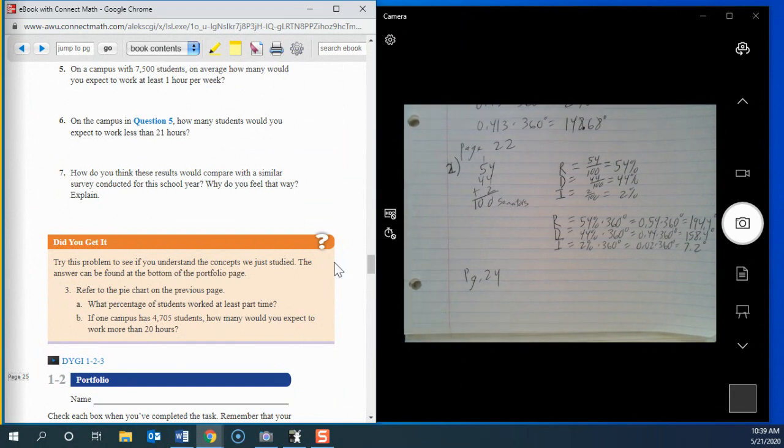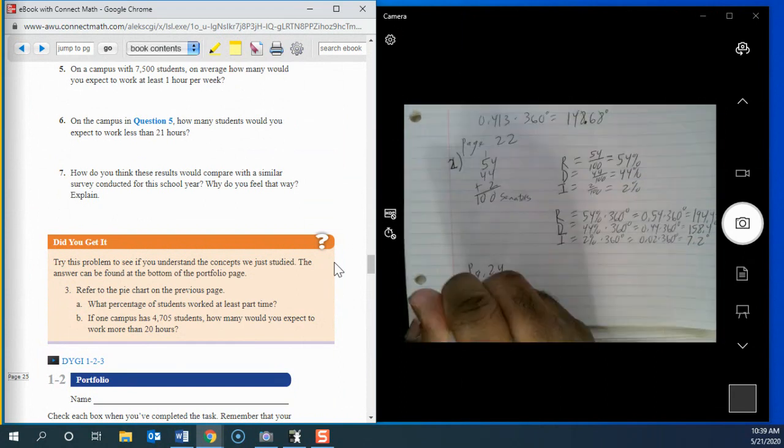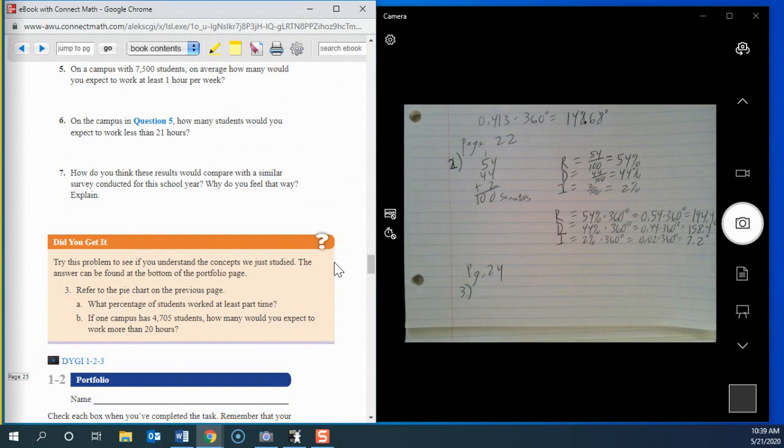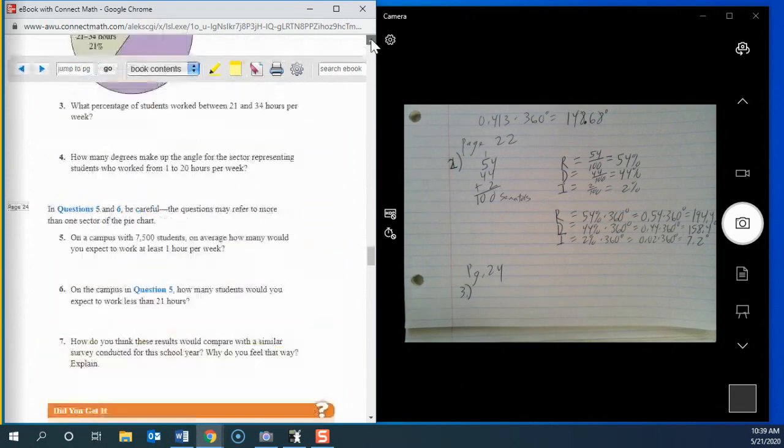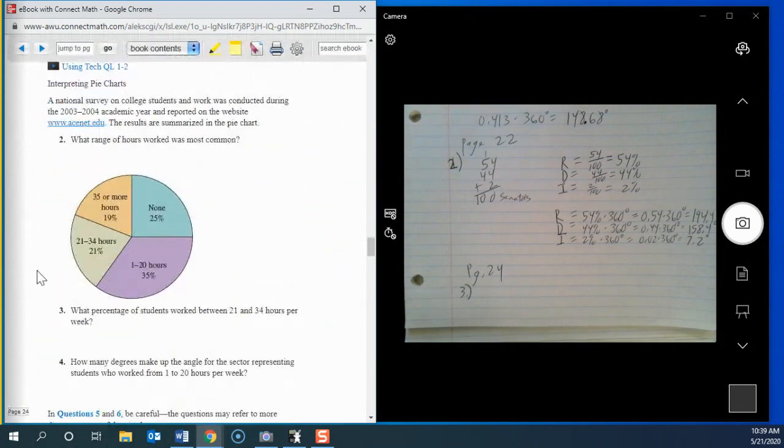Now listen, we have to get an understanding of what part-time is. Part-time is anything less than 40 hours in a week. Now, of course, if you work no hours, that doesn't count. But basically, any hours above 0, but less than 40 hours is considered part-time. So we go back up here, because they asked us what percent. We go back up here to page 23, and we have this pie chart here.